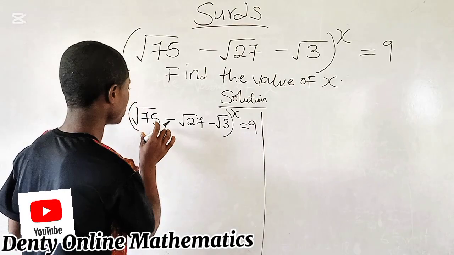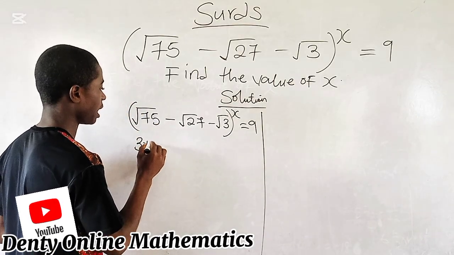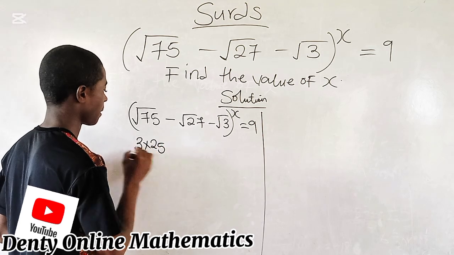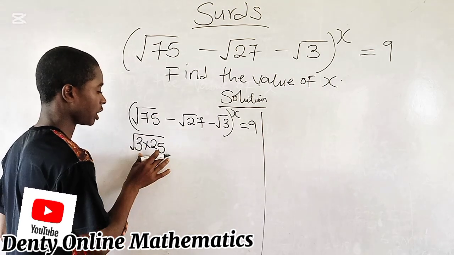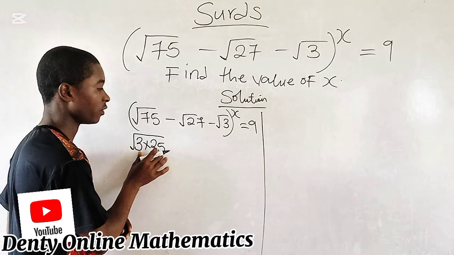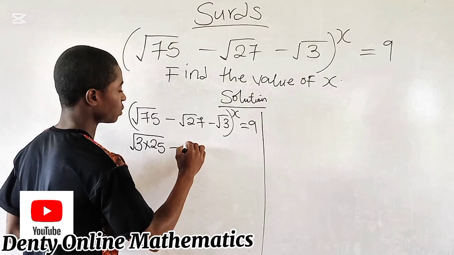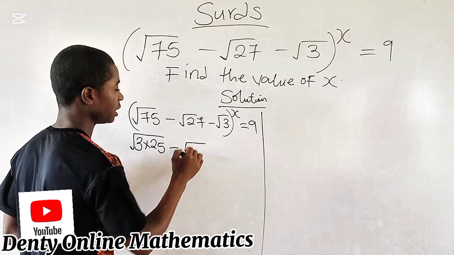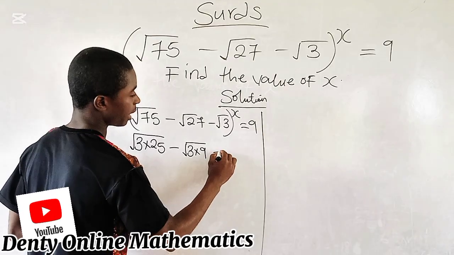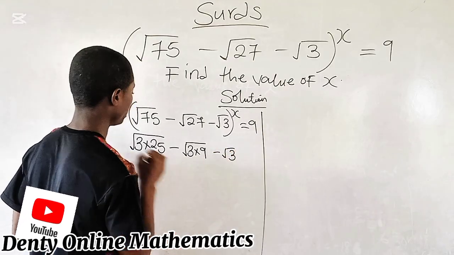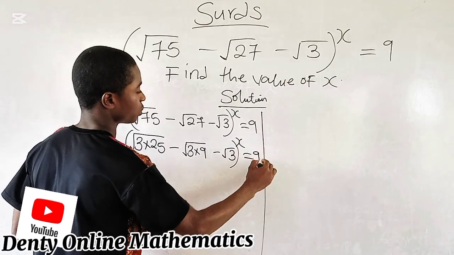Now the square root of 75 can also be written as the square root of 3 times 25, because 3 times 25 will give us 75. The square root of 27 can also be written as the square root of 3 times 9, minus the square root of 3. Now all of this is raised to the power of x to be equal to 9.